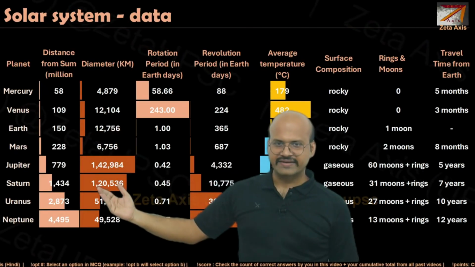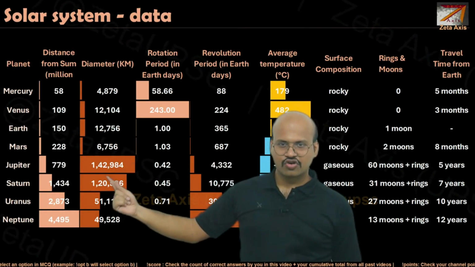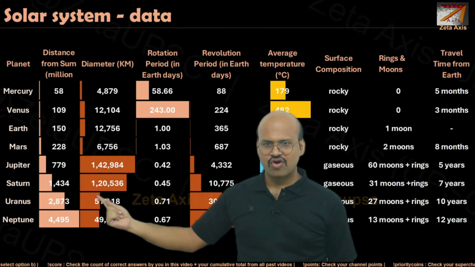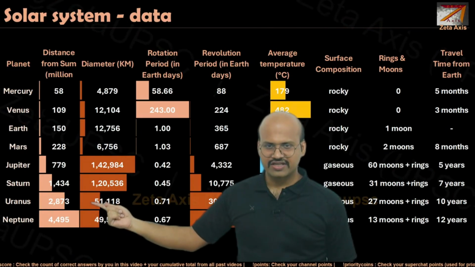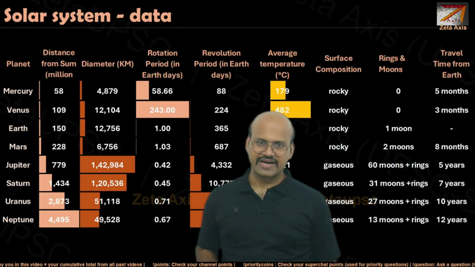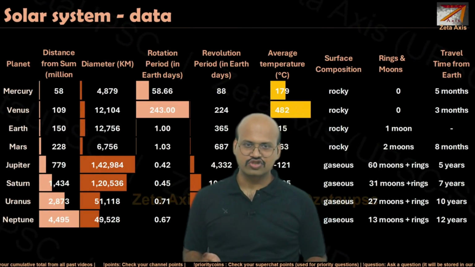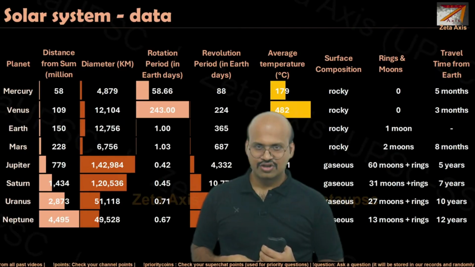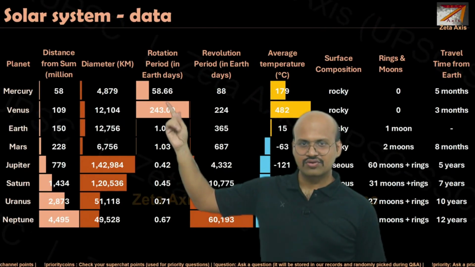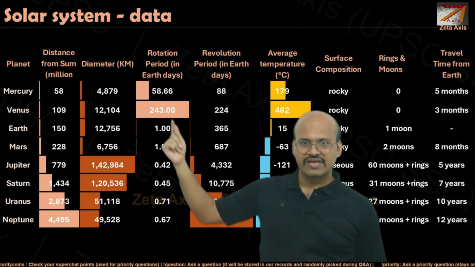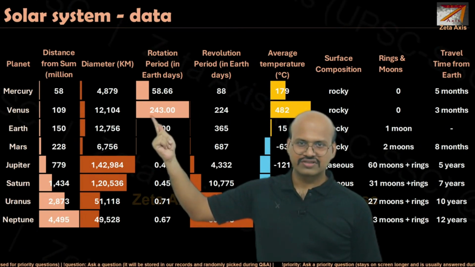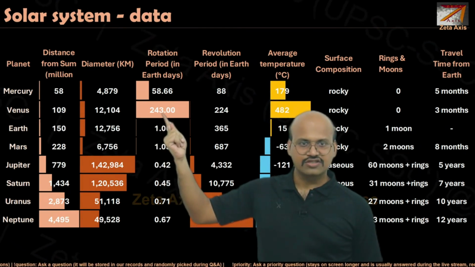If we see Saturn, then it is smaller than Jupiter but very close. And after that, Uranus and Neptune have almost similar diameter, and that is why these two are also called twins. Now if we see the rotation time, that is the time which a planet takes to rotate around its own axis, you will see that these are the days compared to our Earth days. So if we want to see the time, then we have to multiply this by 24 hours because these values are in Earth days, that is 24 hours.